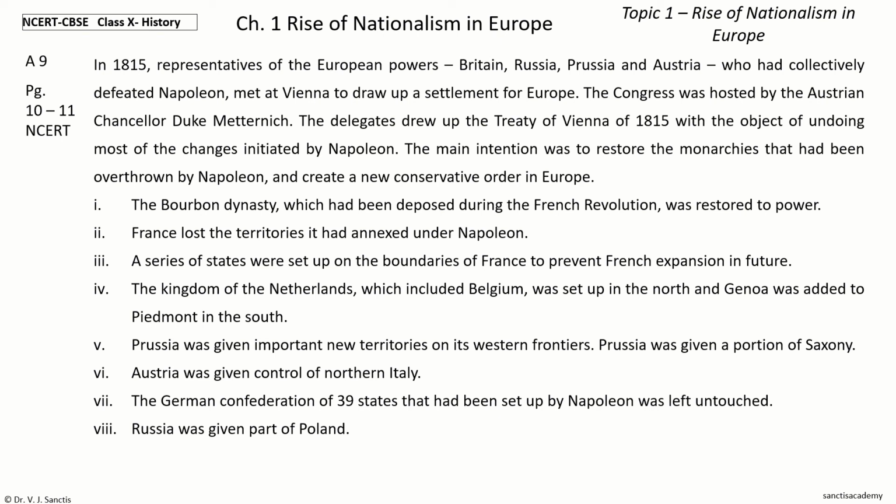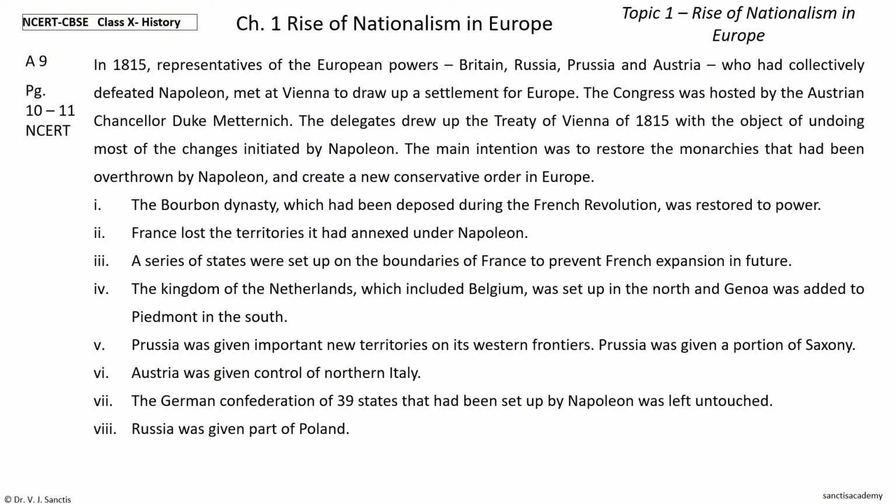Now, which were the buffer states? The Kingdom of Netherlands, which included Belgium, was set up in the north, and Genoa was added to Piedmont in the south, that is towards Italy. Prussia was given important new territories on the western frontier of France. Prussia was also given part of Saxony.